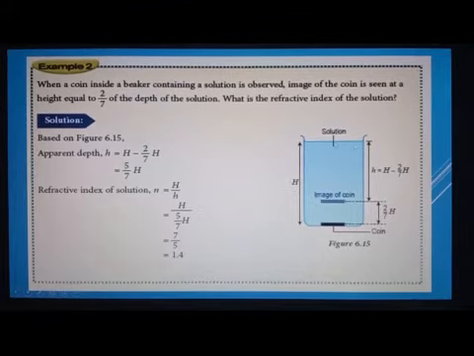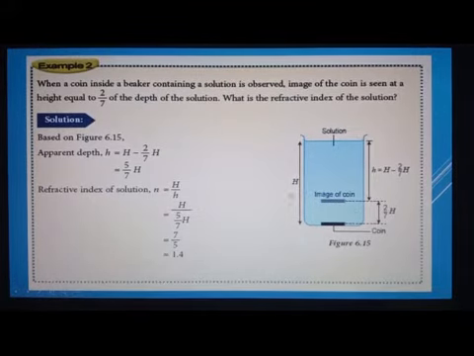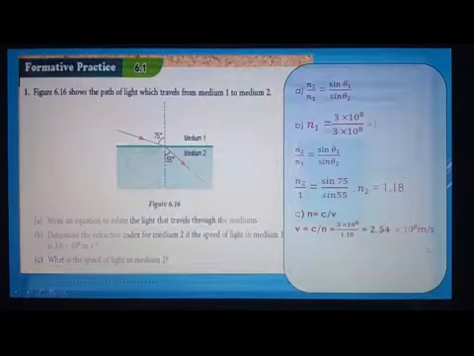The apparent depth is measured from the surface of the water to the image. So small h, we have the actual depth minus the height 2/7 h. So we get the apparent depth. Now we substitute into the formula, so the h can be cancelled, thus we get 7/5, then n equals 1.4. That one is the refractive index of the solution used in figure 6.15.